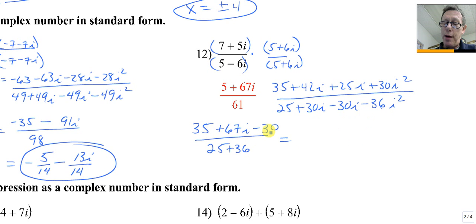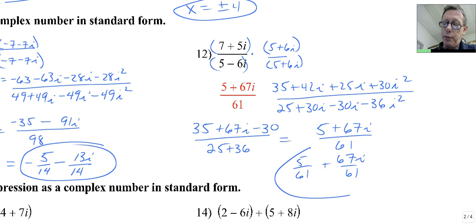So now I have 35 minus 30, that's 5, plus 67i, all over 25 plus 36, which is 61. So breaking those up, which is the standard form for a complex number.